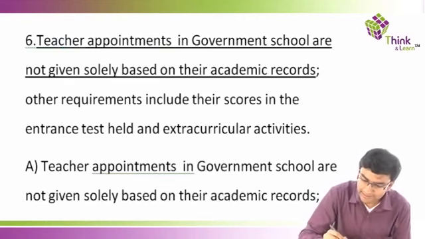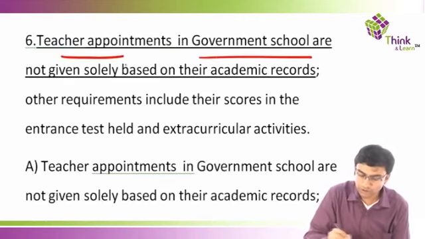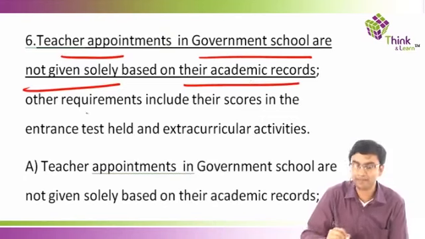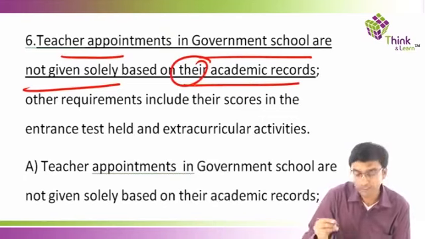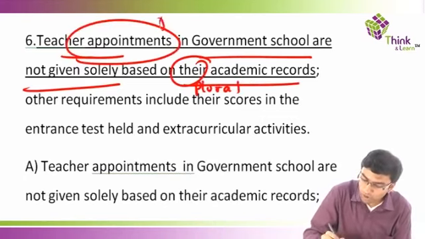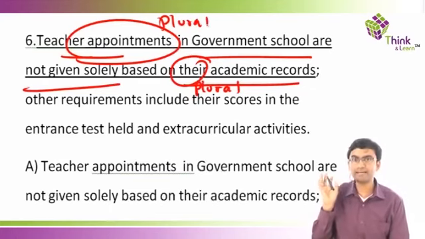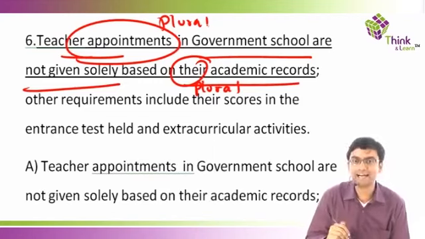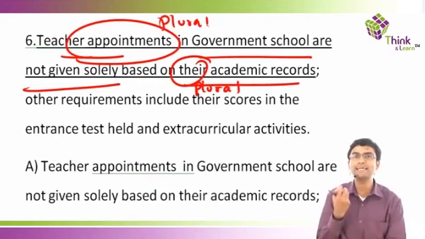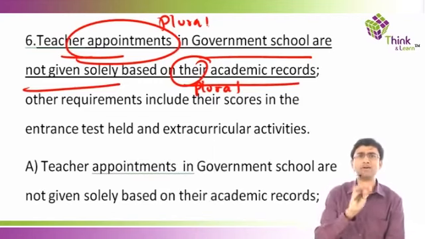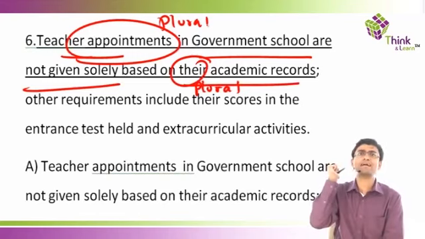Okay, so if you look at this, it says teacher appointments in government schools are not solely given based on their academic records. Now, "their" is clearly plural. "Teacher appointments" is also plural. So the number agreed very well. But look at this: based on their academic records. How can teacher appointments have academic records? Teacher appointments cannot have academic records, right? Teachers will have academic records.